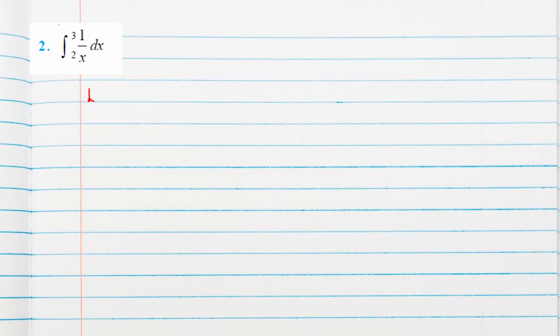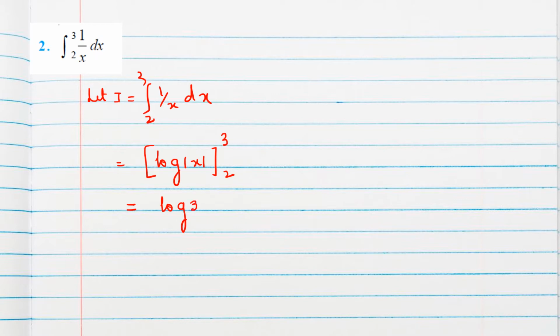Question number 2. Let I be the integral from 2 to 3 of 1 by x dx. We know the direct formula for integral of 1 by x, that is log of mod x. But here, since it is a definite integral between the limits 2 to 3, first we'll substitute the upper limit: log 3 minus log 2. Applying the log property, we can write this as log 3 by 2.